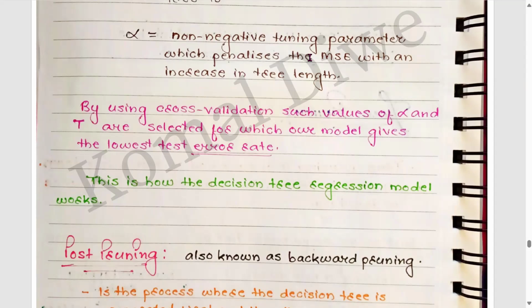This is how the decision tree regression model works.